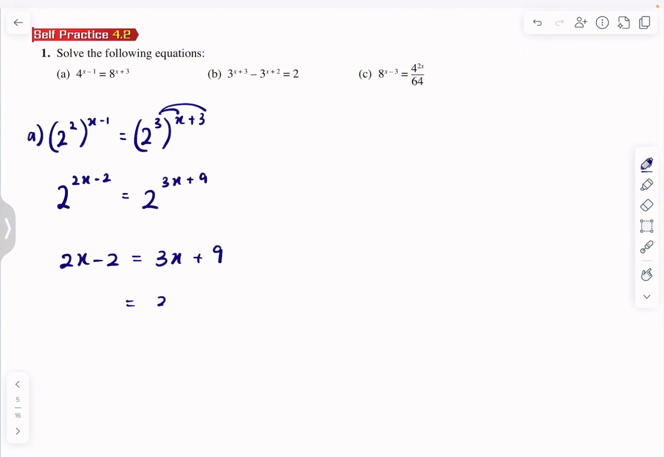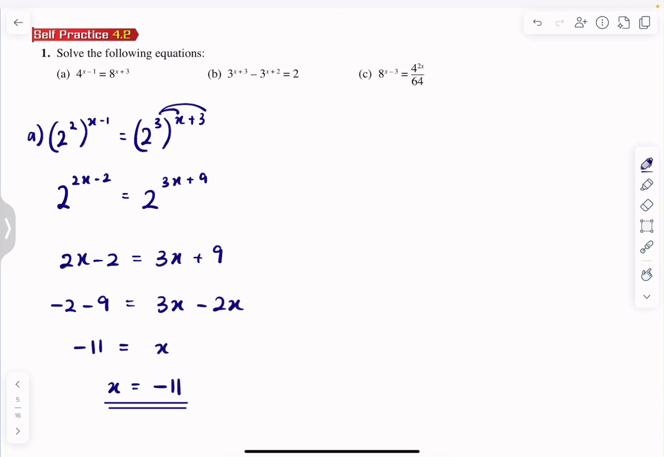So 3x minus 2x, here will be negative 2 minus 9. So this gives us x, negative 2 minus 9, negative 11. So we can say x is negative 11. Done.